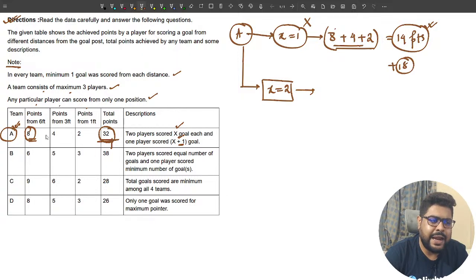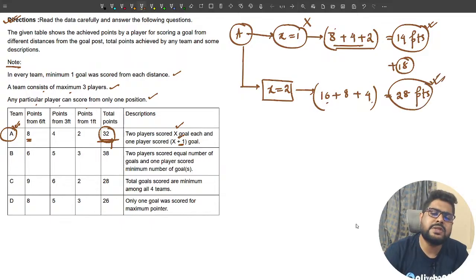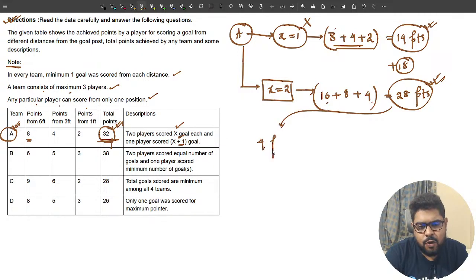So that means 2 goals from each distance. If I do this, sir, 8 into 2, 16 points. 4 into 2, 8 points. 2 into 2, 4 points. 16 plus 8 plus 4, that is 28 points. And there is only one extra shot. Total I need 32 points, meaning there are 4 points still to be scored.